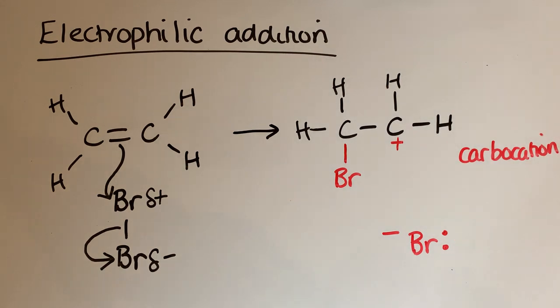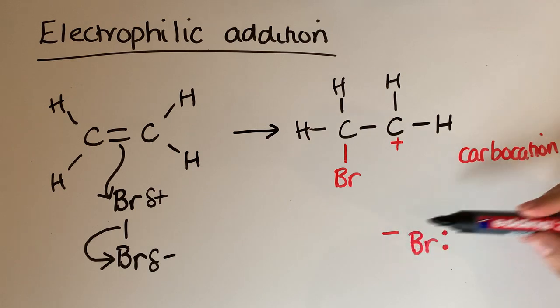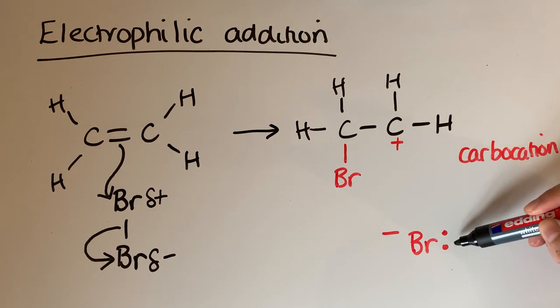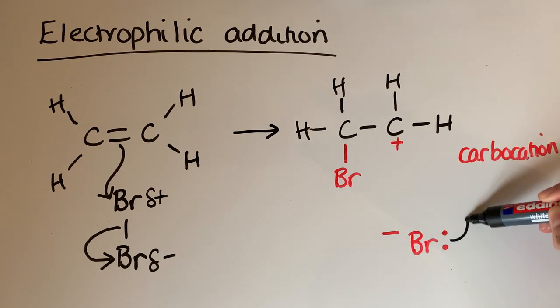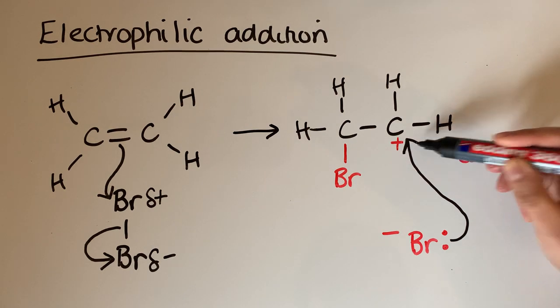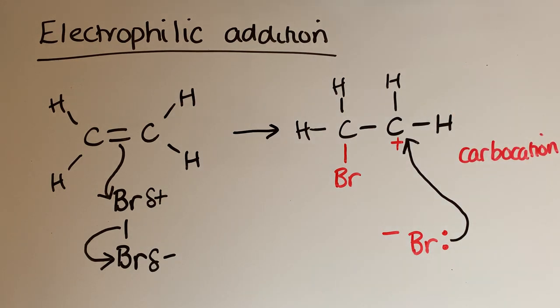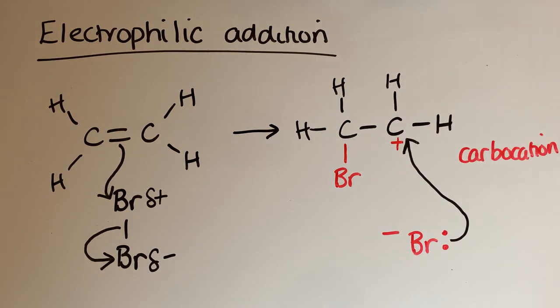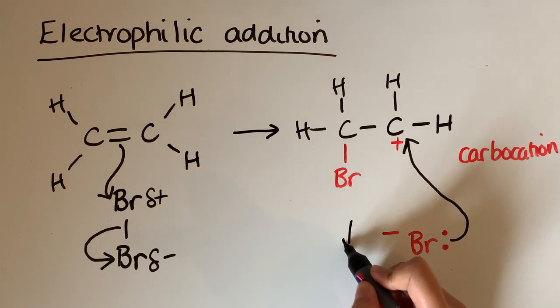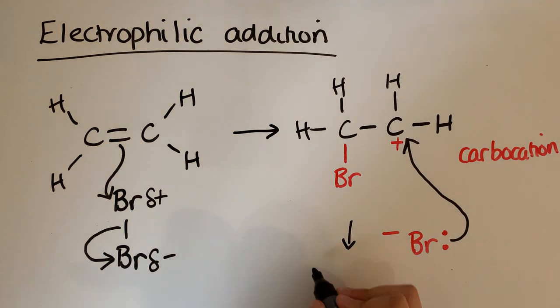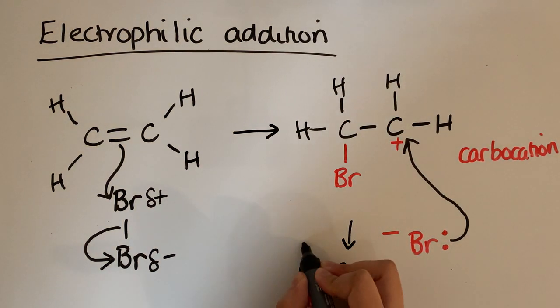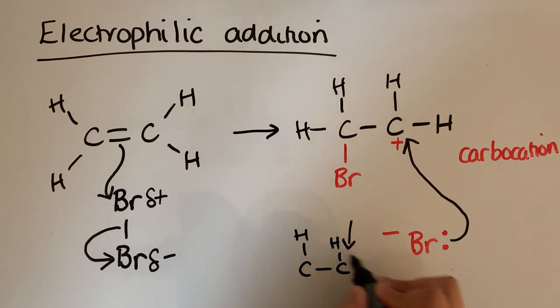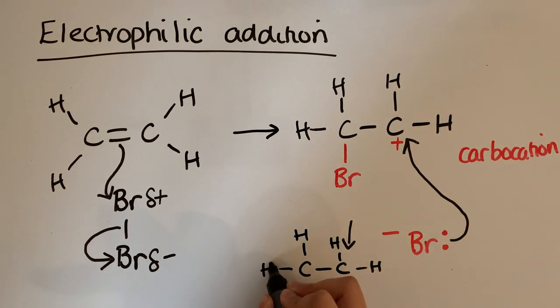I draw a curly arrow from the lone pair, so not from the negative charge. I should draw a curly arrow from the lone pair here going to my carbocation, like so. And what that does is it shows the formation of a bond between the bromine and the carbon there. And that means the final step, probably not going to be able to fit this in, but my final step, I have formed that product I had drawn out earlier.